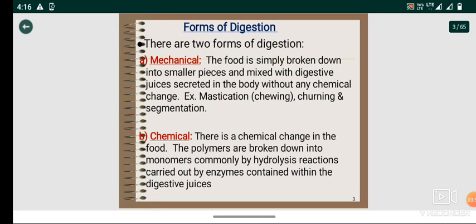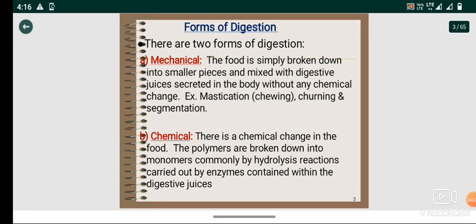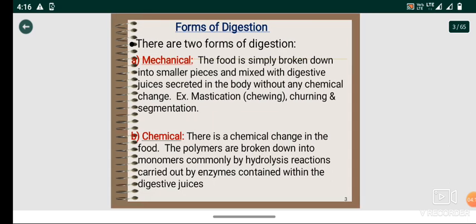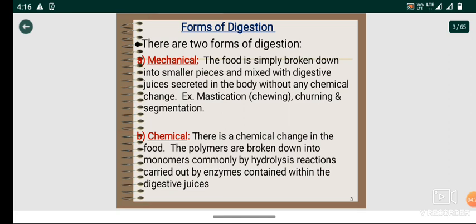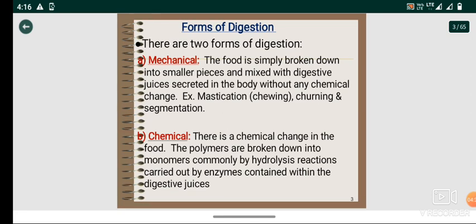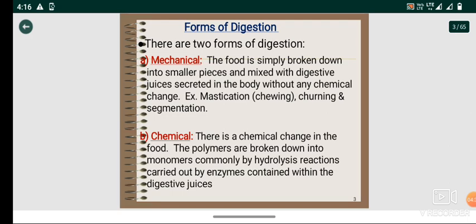The next process is chemical digestion. As the name implies, a chemical change in the substances that we consume is going to happen. That is why it is known as the chemical form of digestion. The polymers are broken down into monomers, commonly by hydrolysis reactions carried out by enzymes contained within the digestive juices. In the digestive tract, different types of digestive juices get secreted. By the action of these juices, the complex food that we eat gets converted into simpler monomer substances. This transformation of complex substances into simpler ones is known as chemical digestion.